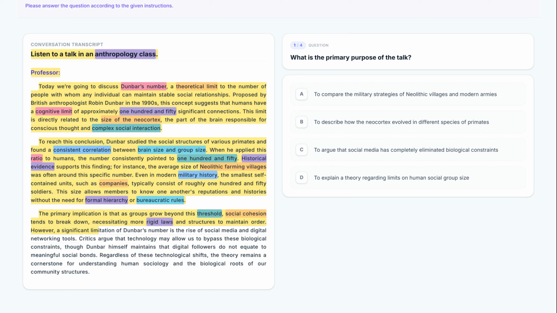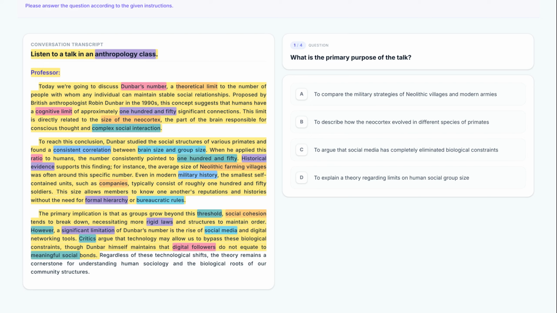However, a significant limitation of Dunbar's number is the rise of social media and digital networking tools. The professor uses the transition word however to pivot to a significant limitation, specifically social media, and its impact on the theory. Critics argue that technology may allow us to bypass these biological constraints, though Dunbar himself maintains that digital followers do not equate to meaningful social bonds. She contrasts the critics who think technology changes everything with Dunbar's view that digital followers are not the same as meaningful social bonds.